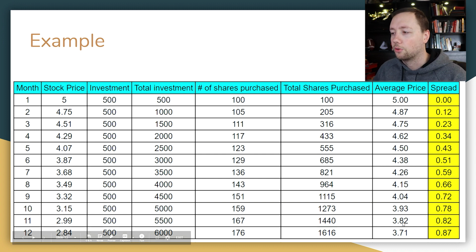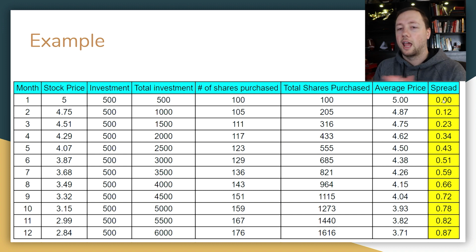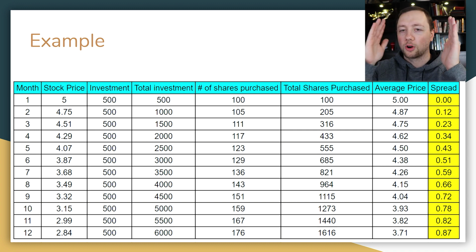And obviously we can go all the way down here. Now, where the real math comes in here is the spread. This is the difference between your average price and the current market price. And what I'm trying to point out here is that the more times you average down, the larger the gap will be between the current market price and your average price.